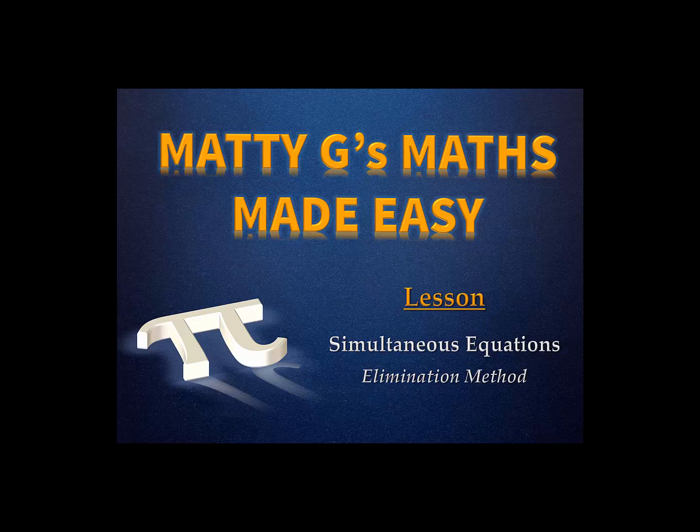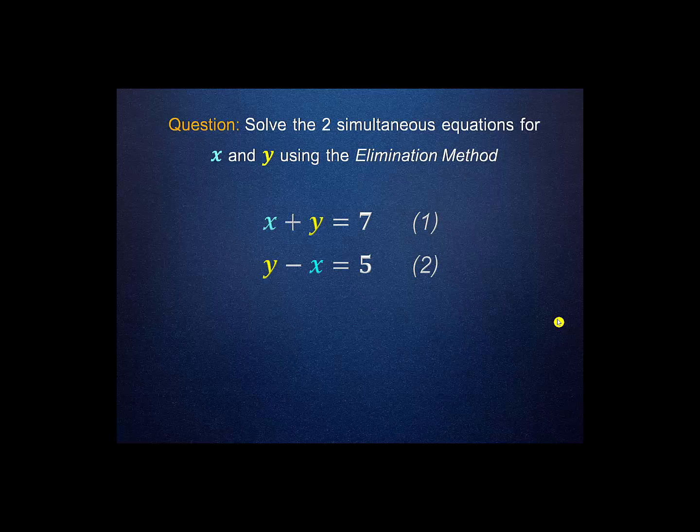In this lesson I wanted to explain simultaneous equations, specifically the elimination method, and how to solve two equations using this type of method. The question asks: solve the two simultaneous equations for x and y using the elimination method. Equation 1 is x plus y equals 7 and equation 2 is y minus x equals 5. From these two equations, we want to know what x is by itself and what y is by itself.